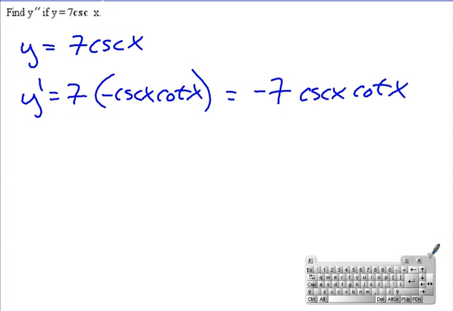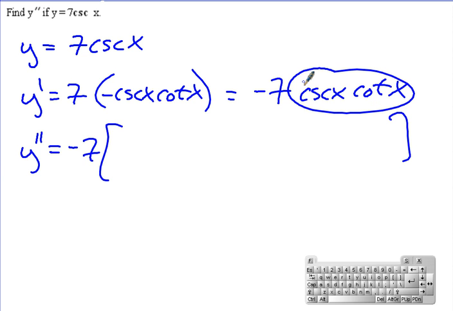Now I've got to do y double prime, the derivative of the derivative. So what about this now? What's the first piece of good advice that somebody could give the class on this one? What do we do with the negative 7? Leave it. That's the constant. Leave it out front. So we get a negative 7 times a bunch of stuff. Well, the derivative of this is what the bunch of stuff is going to amount to.